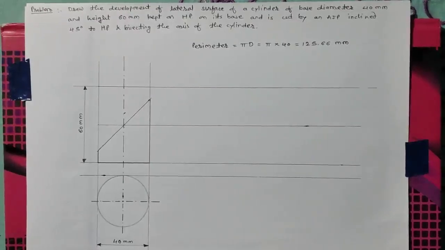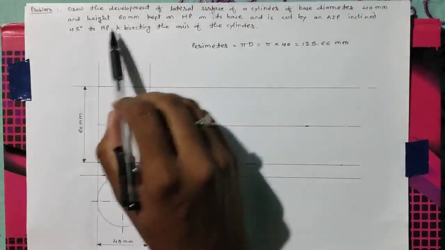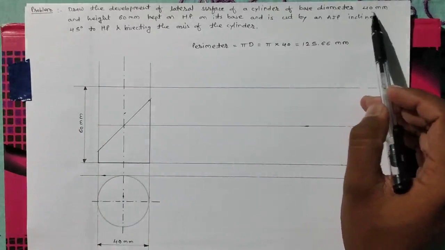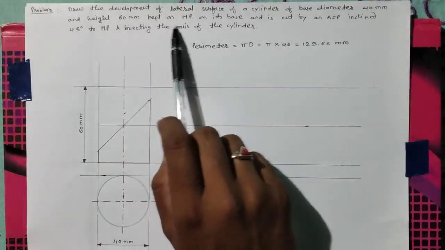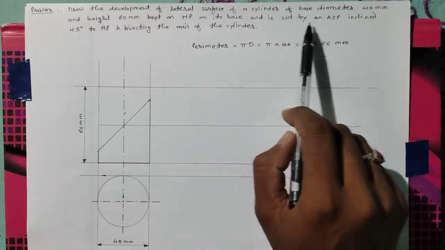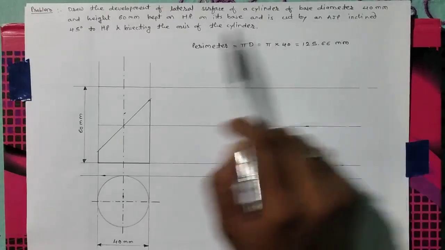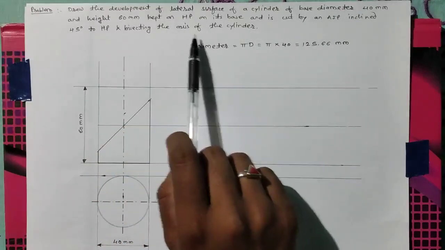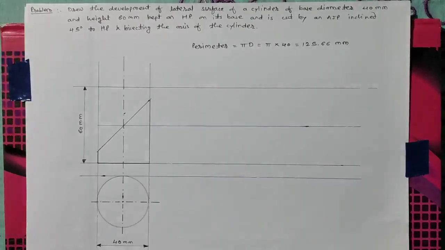Hello friends, now we're going to see the problem on development of lateral surfaces of cylinder. The problem is given as: draw the development of lateral surface of cylinder of base diameter 40 mm and height 60 mm, kept on HP on its base, and it's cut by an AIP inclined 45 degrees to HP and bisecting the axis of the cylinder. Okay, we'll see the problem.